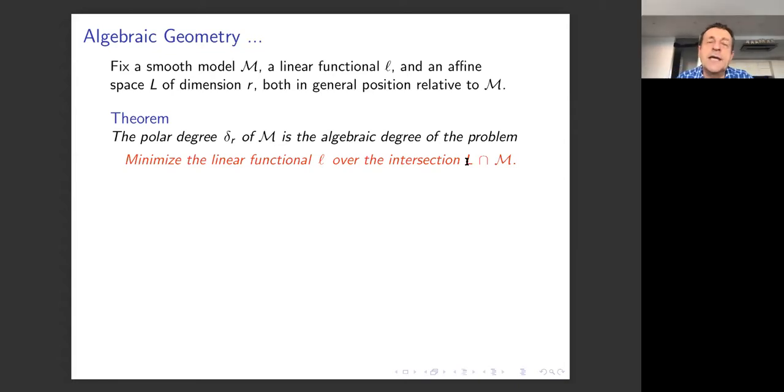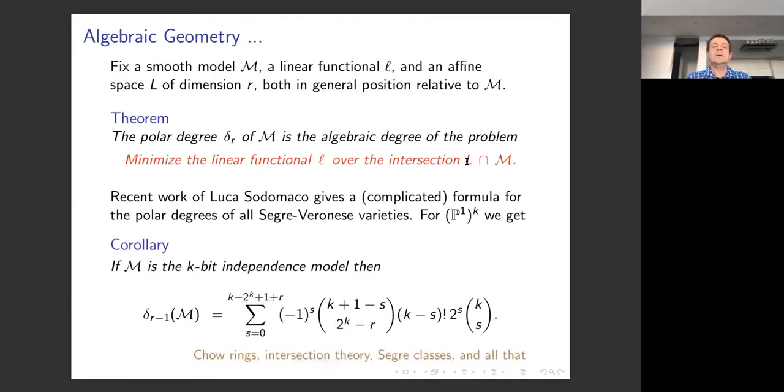Algebraically speaking, you have your KKT equations, you type them into your favorite computer algebra system, say Mathematica, you eliminate all but one of the unknowns, and you're down to one polynomial in one variable, and that's the degree we're interested in. Now, in our case, independence models are known as Segre-Veronese varieties to geometers. These polar degrees are known, and they're combinatorial formulas of the kind that Christian Krattenthaler and his group like.